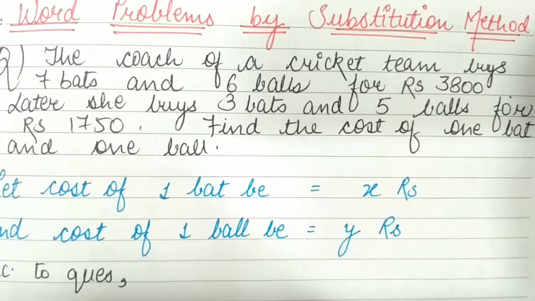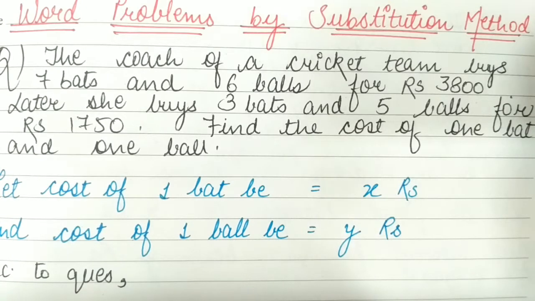We are going to solve some word problems by substitution method. So question number 1 is, the coach of a cricket team buys 7 bats and 6 balls for rupees 3800. Later, she buys 3 bats and 5 balls for rupees 1750. Find the cost of 1 bat and 1 ball.